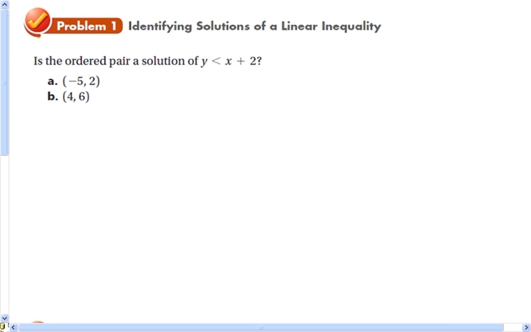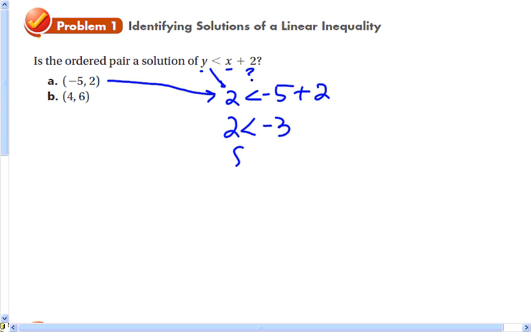All right, identify solutions of a linear inequality. Is the ordered pair a solution of y is less than x plus 2? To check that, all you have to do is substitute the x value for x and the y value for y and see if it's true. So for A, we put 2 in for y and -5 for x, and we're wondering if this is true. We get 2 is less than -3, and that's false. So the answer is, for A, no.